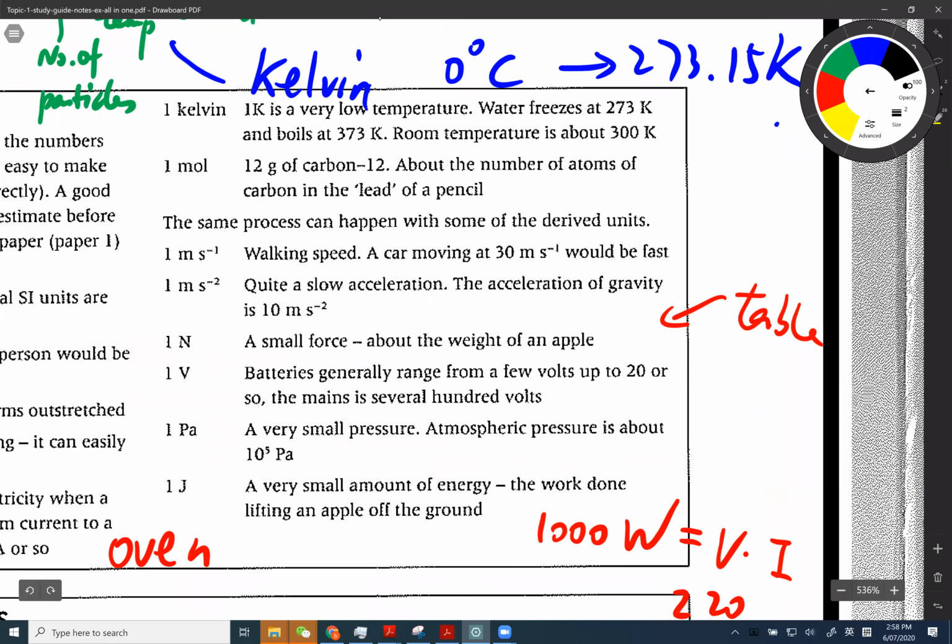Room temperature is 300 K. But if you just say 1 K, 1 K is around -272 degrees Celsius, so that's around 0 degrees Celsius.